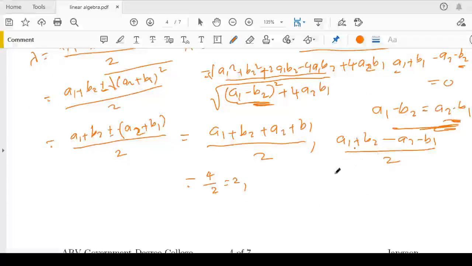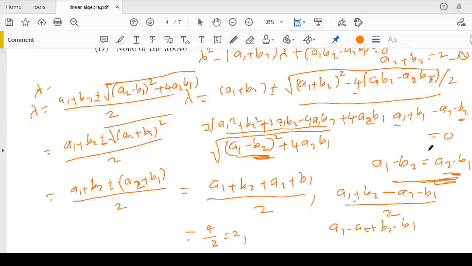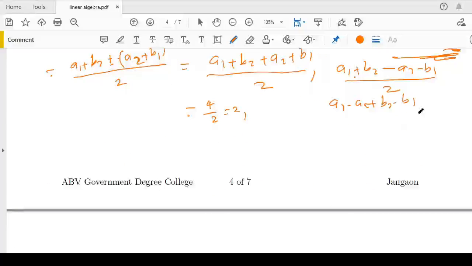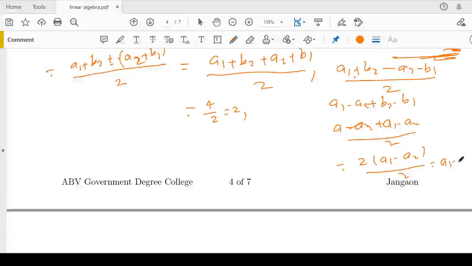Therefore this total value equals a1 minus a2 plus b2 minus b1, but a1 minus a2 equals b1 minus b2, so a1 minus a2 equals b2 minus b1. Now substitute this into this equation. Therefore a1 minus a2 plus b2 minus b1 equals a1 minus a2 all divided by 2. Therefore 2 into a1 minus a2, whole divided by 2, equals a1 minus a2.